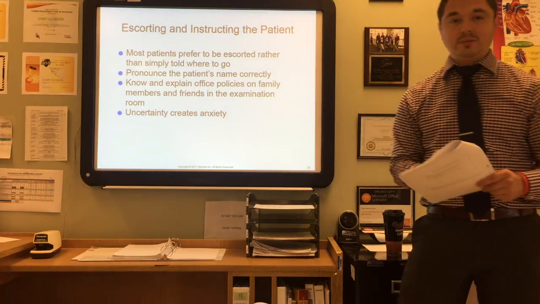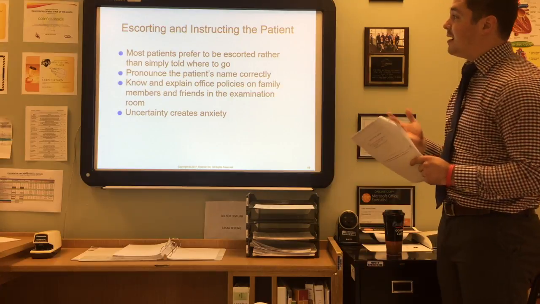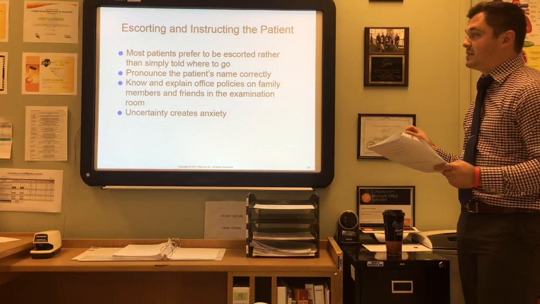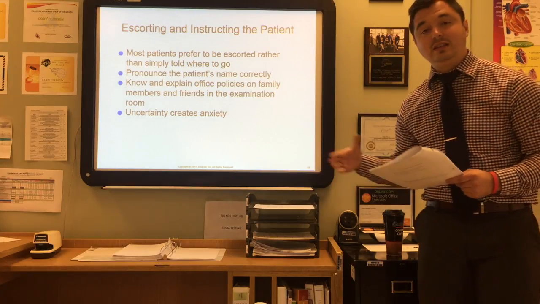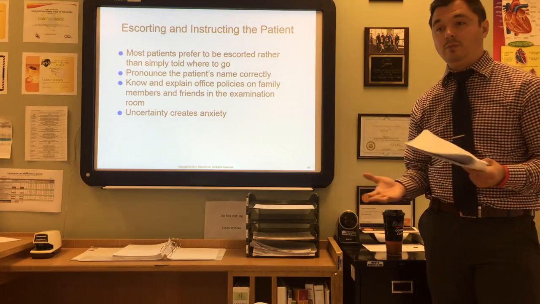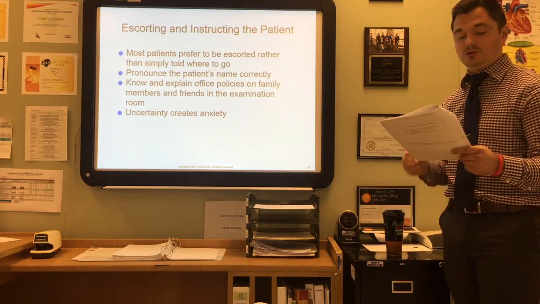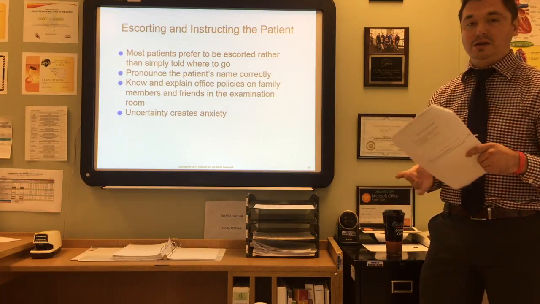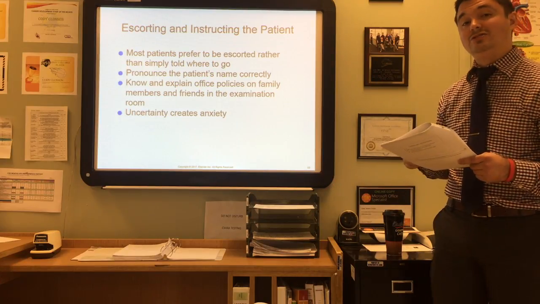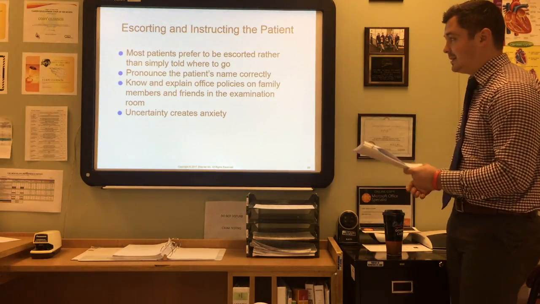Now, this slide here is more for the clinical medical assistants that do back office techniques as well, but you might be asked to escort and instruct the patient too. Most patients prefer to be escorted than simply told where to go. So if you're taking them to a waiting room, or they need to go to a certain exam room, it's best that you escort them. Take the time to escort the patient personally to the appropriate examination room or treatment area. Do not point to the room and expect the patient to find the way. This also helps with HIPAA compliance, because you are ensuring that they're not peeking into other rooms or looking through files or something along those lines.